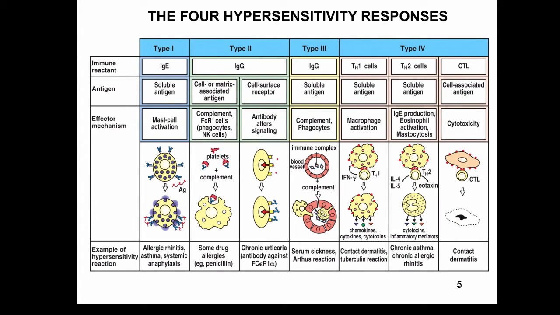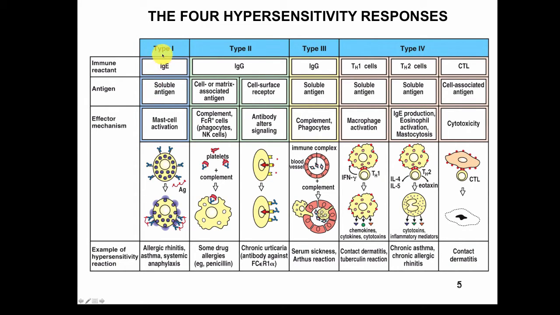So there are 4 main classes of hypersensitivity responses: type 1, type 2, type 3, and type 4. And what this slide does is summarize the biological basis of those different hypersensitivity responses. And I'm going to go through this in a little bit of detail, so bear with me. But we'll review this again when we talk about specific diseases.